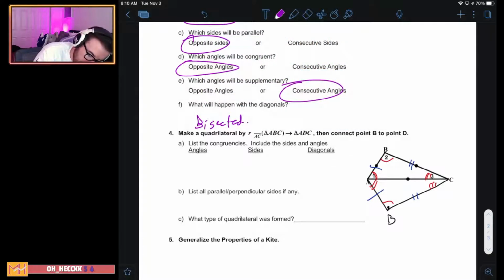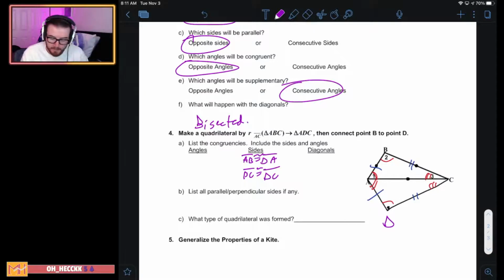So what can we say here? AB is congruent to BA, and BC is congruent to, well, I probably shouldn't call that B, should I? I should call that D, like I did in the previous drawings. That's my bad. BC is congruent to DC.